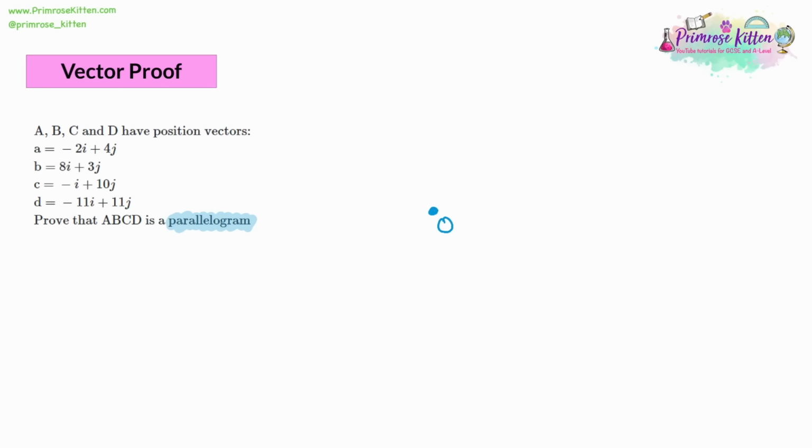So vector A is going to go minus 2i, so 2 to the left, and plus 4j, so 4 up. So here is where point A is going to be. So the position vectors have just given us an idea of the direction that vector A goes. Next, we're going to look at vector B. So it's 8i, so 8 to the right, and 3j, so 3 up. And again, the vector just gives us the direct route. So 2 components just give us the length of it in both directions.